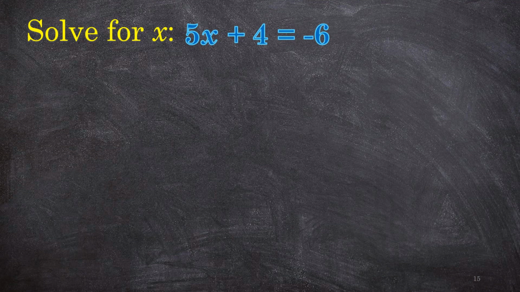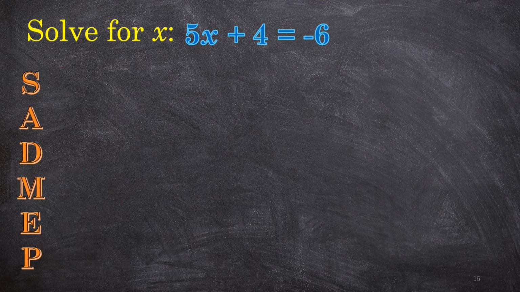Anyway, here we go. Here's the problem. 5x plus 4 equals negative 6. So let's go ahead and set up our inverse operations. You don't have to do this every time, but if you're struggling, this really helps structure all of your thinking. And even though this might be easy for you, if you set up SADMAP and you plug all the things in where they belong, that's going to help you whenever it's not so easy.